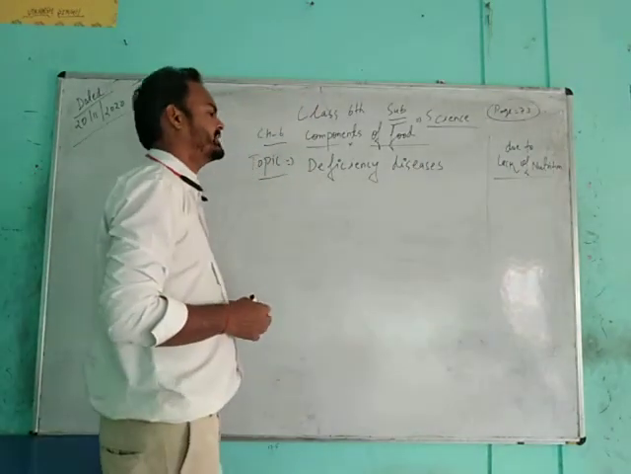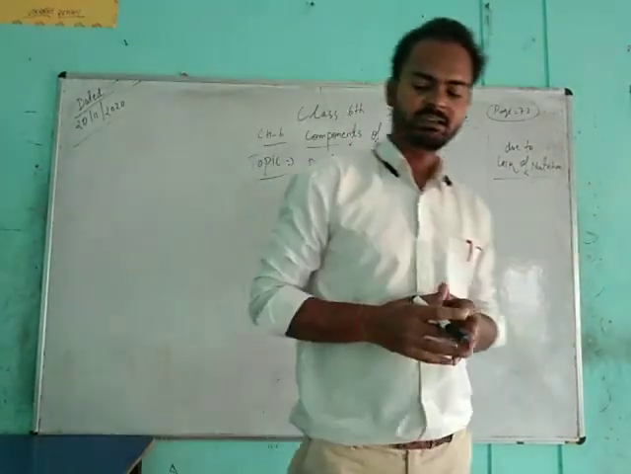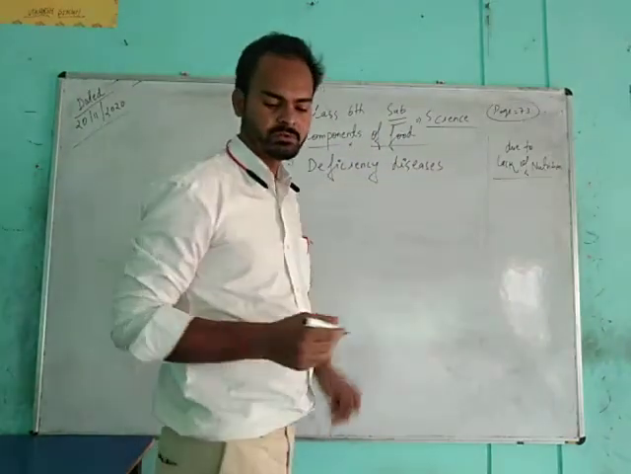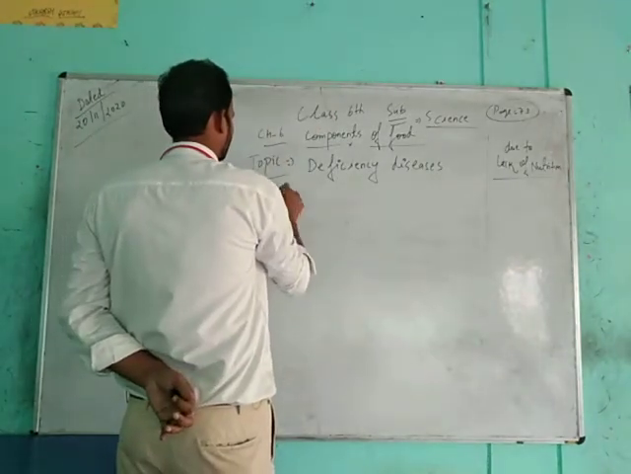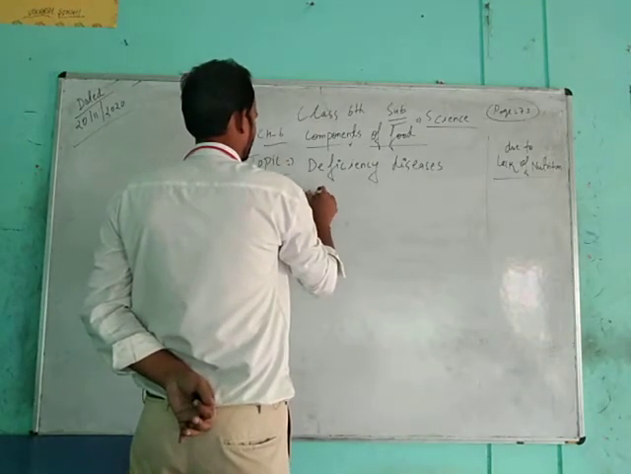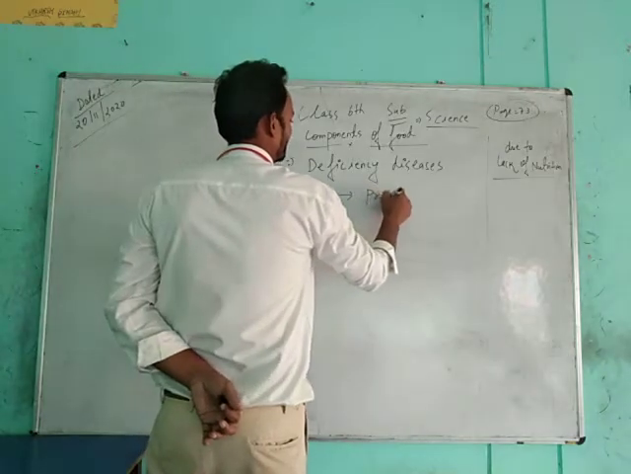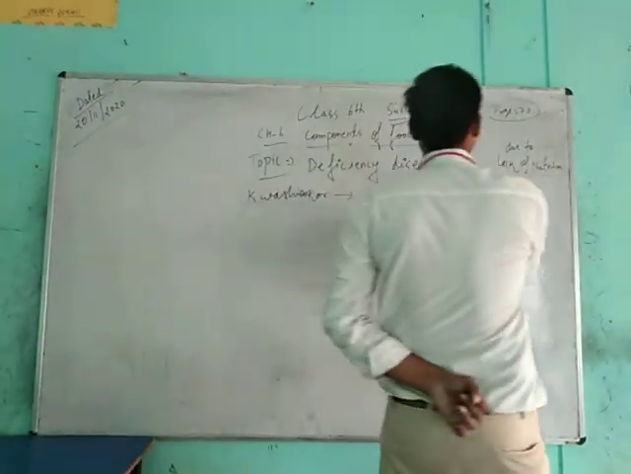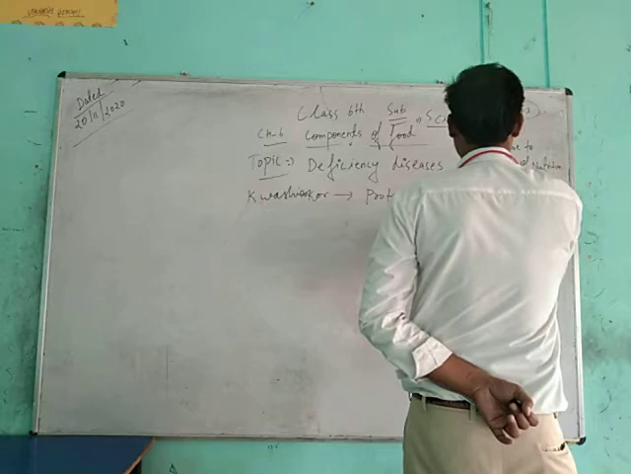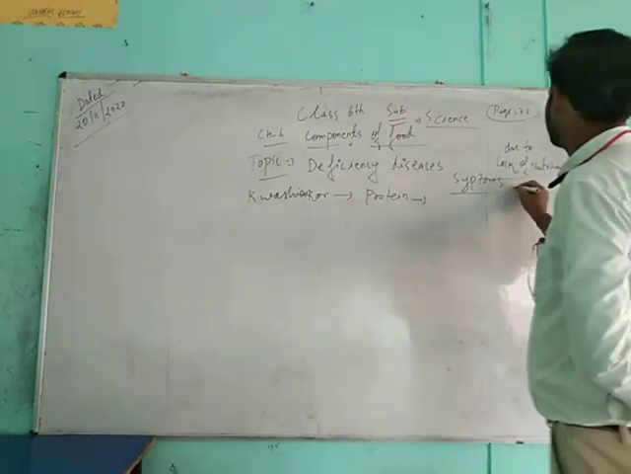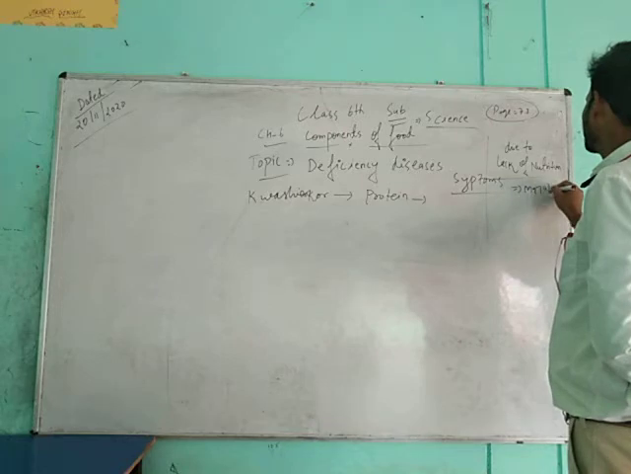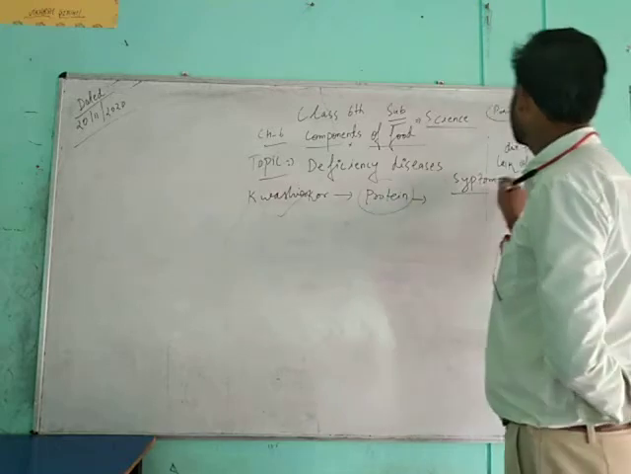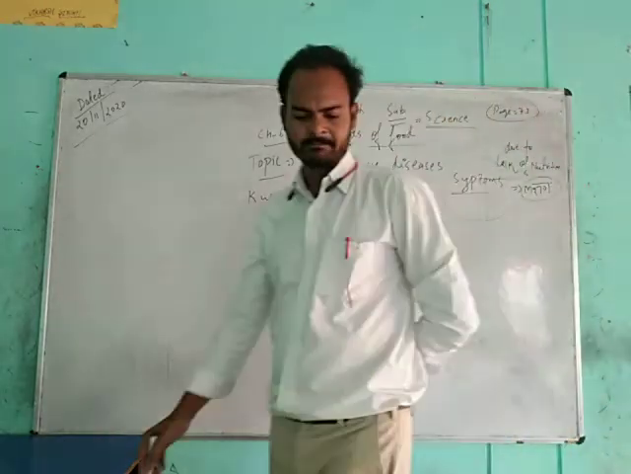kwashiorkor, and this disease is there because of lack of proteins. If there is lack of protein in the body, this disease can happen. What are the symptoms of this disease? Symptoms means लक्षण. इस रोग के क्या-क्या लक्षण हैं और किस चीज की कमी से होता है? क्वाशरकोर, प्रोटीन की कमी से होता है. इसके लक्षण, symptoms क्या हैं हम देखेंगे.